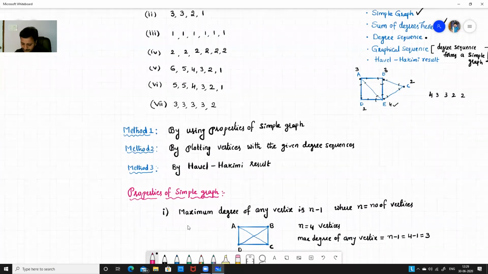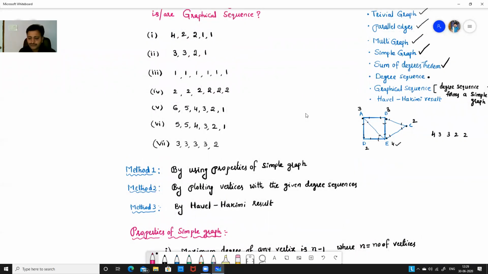Just observe the property. Max degree of any vertex must be n minus 1 only. Here, how many vertices do we have? We have 5 vertices. What is the maximum degree now? Maximum degree is equal to 4. Of course, it is satisfied.